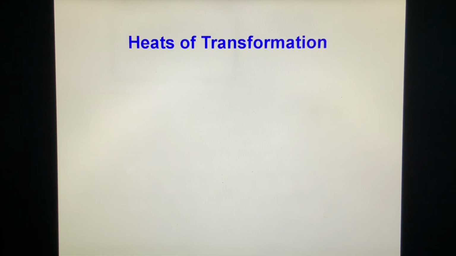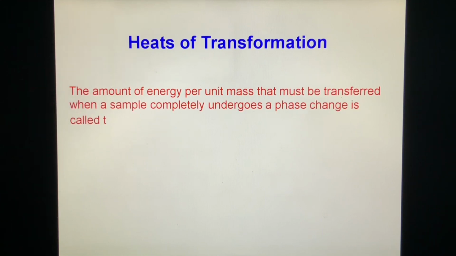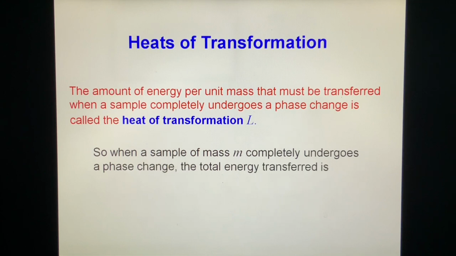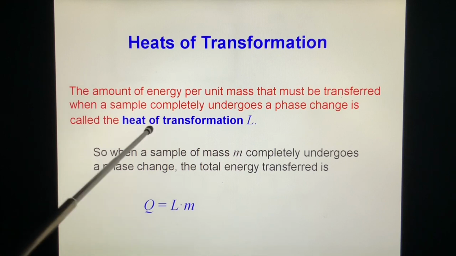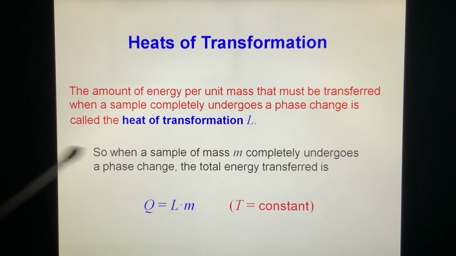Heat of transformation. The amount of energy per unit mass that must be transferred when a sample completely undergoes a phase change is called the heat of transformation, L. So, when a sample of mass M completely undergoes a phase change, the total energy transfer is Q equal to Lm. L is the heat of transformation, m is the mass. In this process, T is constant, it does not change.